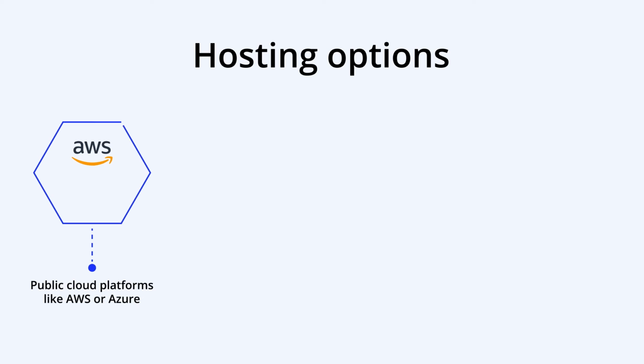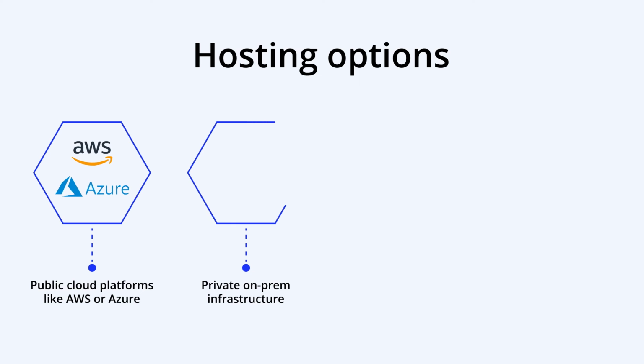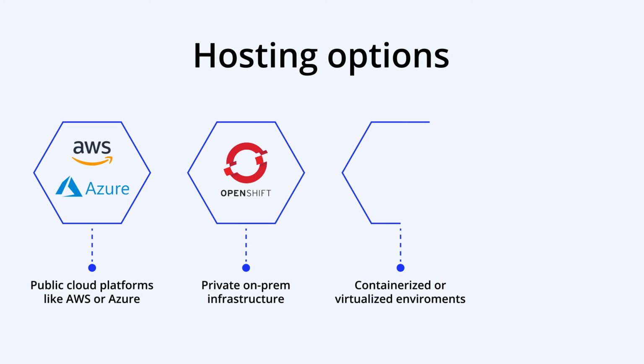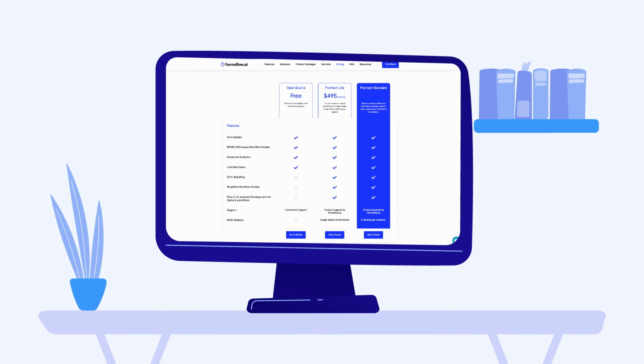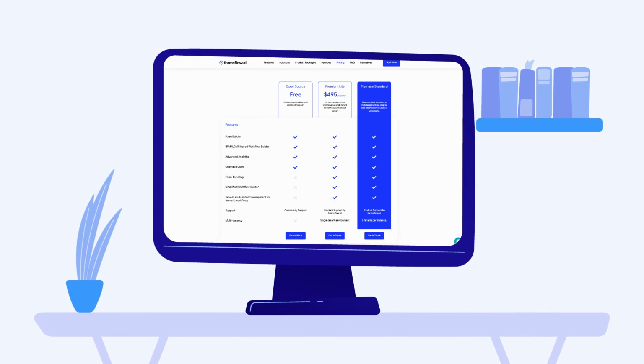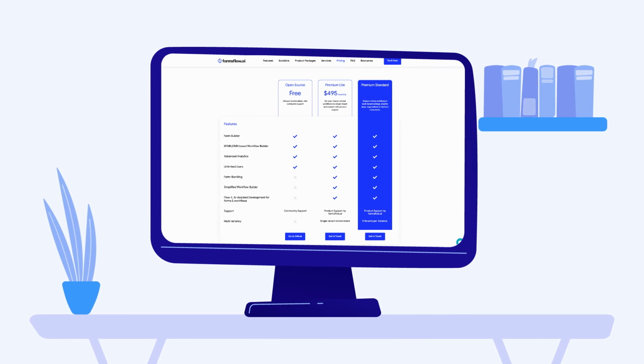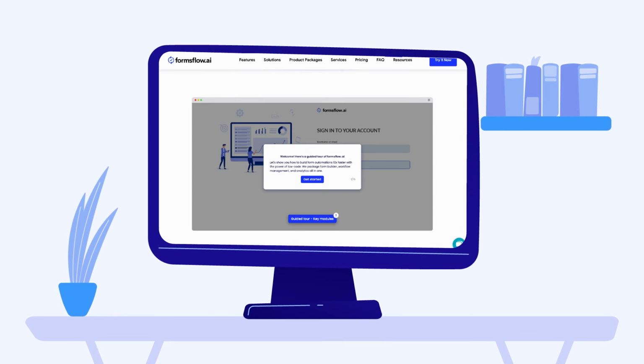Now, let's discuss the hosting options. Formsflow.ai can host your instance, giving you a SaaS-like environment. You can also deploy on public cloud platforms like AWS or Azure, your private on-premises infrastructure, or containerized and virtualized environments. This flexibility enables you to pick a hosting option that best fits the compliance, budget, and technical capabilities specific to your business. We offer both open source and closed source versions, including a range of premium product packages featuring various add-ons and customization options.